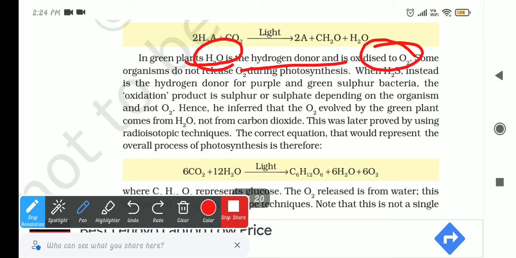Some organisms do not release O2 during the process of photosynthesis, when H2S instead is the hydrogen donor, as in the purple and green sulfur bacteria.